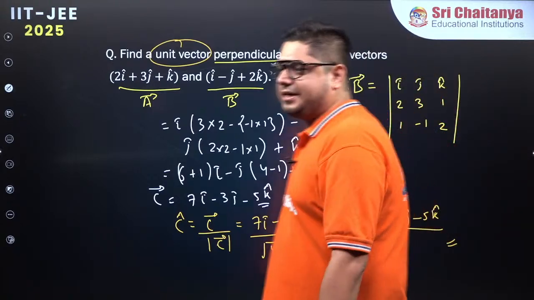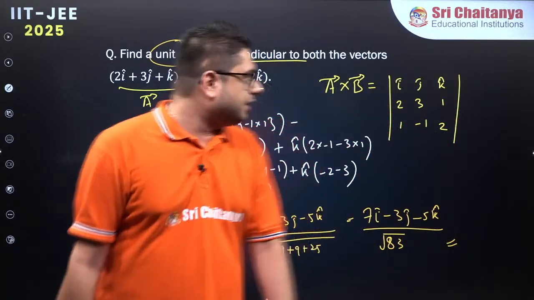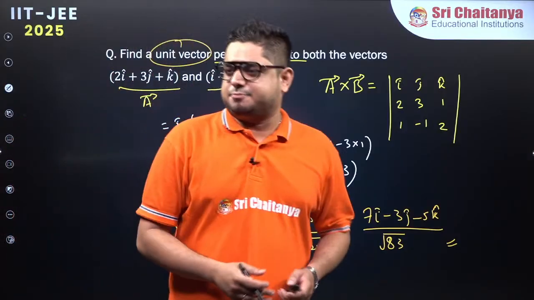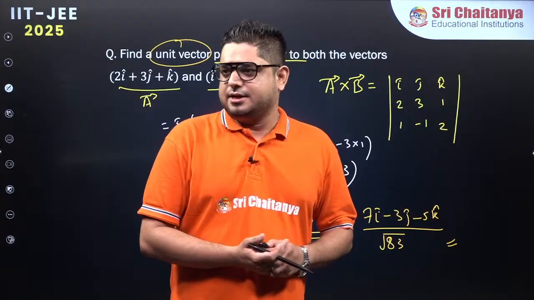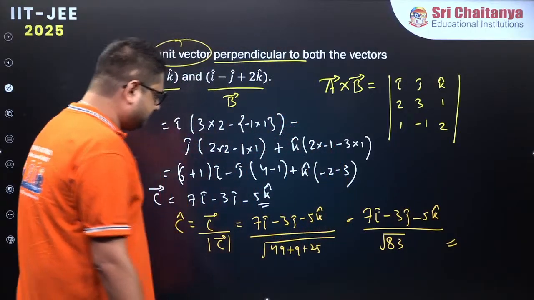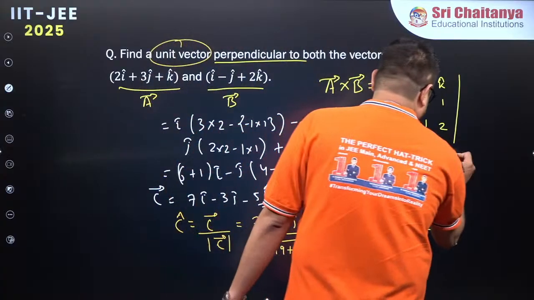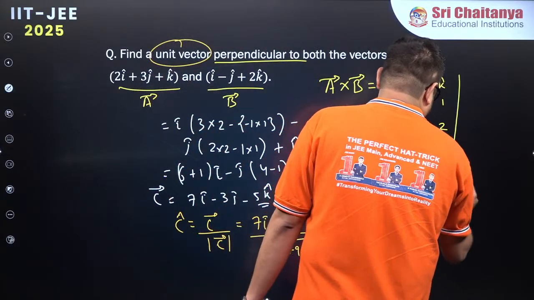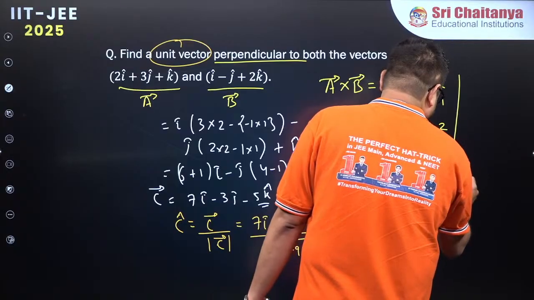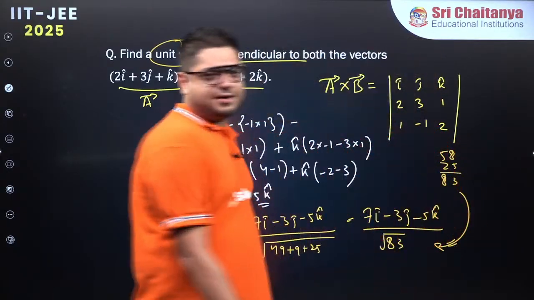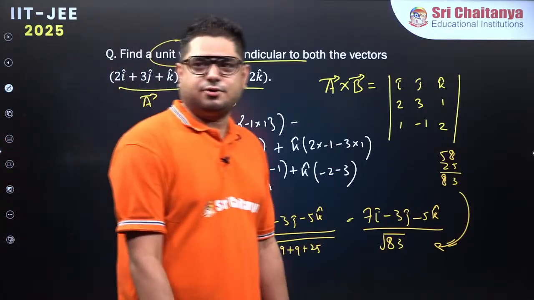So this is the unit vector which is perpendicular. What they are saying? Perpendicular to both the vectors. So obviously C vector is perpendicular to both of them, isn't it? Square root of 83, right, isn't it? Yes or no, everyone? So 58 plus 25, that's what we are trying to do, isn't it? So that is going to give us 83. So that's why we are getting square root of 83 over here. Yes, very good. So I hope it's clear.